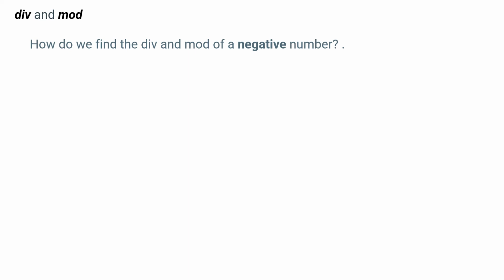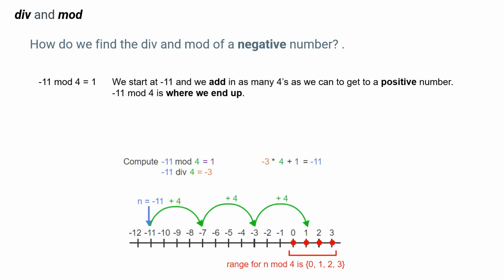You would think that you would just get the answer assuming that the negative wasn't there, and then you would just throw a negative on your answer. But that's not what we do here. So here's a picture of what we would do if we're trying to find negative 11 mod 4.